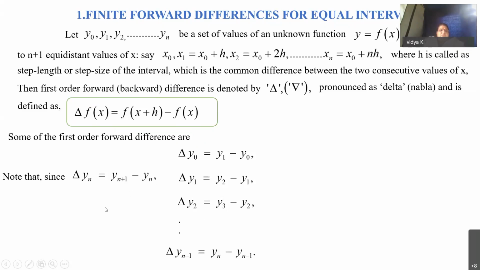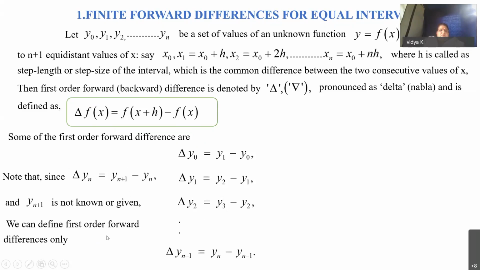Therefore, note that since delta yn is y(n plus 1) minus yn, and y(n plus 1) is not known to us, we cannot define the first order forward difference for delta yn. You can go only up to delta of y(n minus 1). That is one value fewer than the set. So forward differences go on decreasing the last value. You will understand it later.